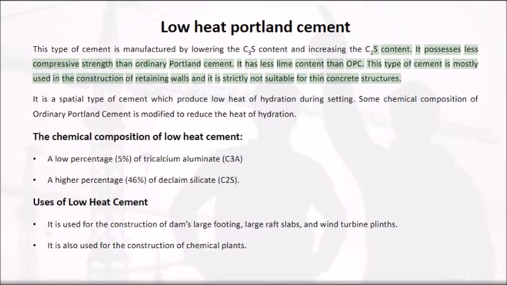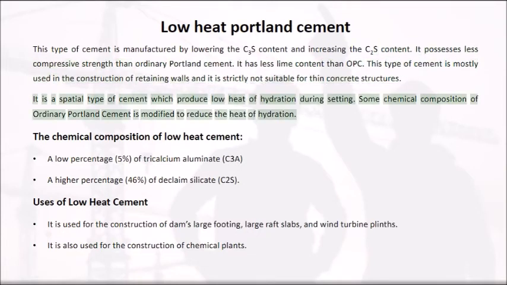This type of cement is mostly used in the construction of retaining walls, and it is strictly not suitable for thin concrete structures. It is a special type of cement which produces low heat of hydration during setting. Some chemical composition of ordinary Portland cement is modified to reduce the heat of hydration.